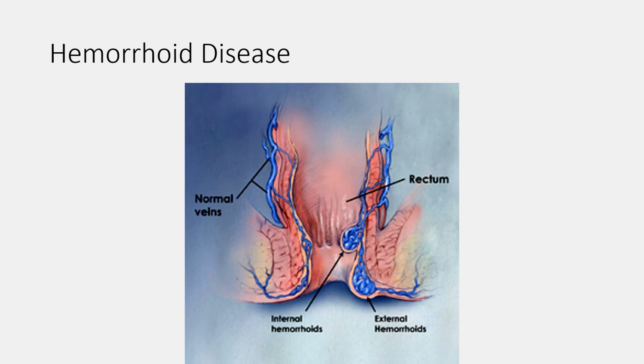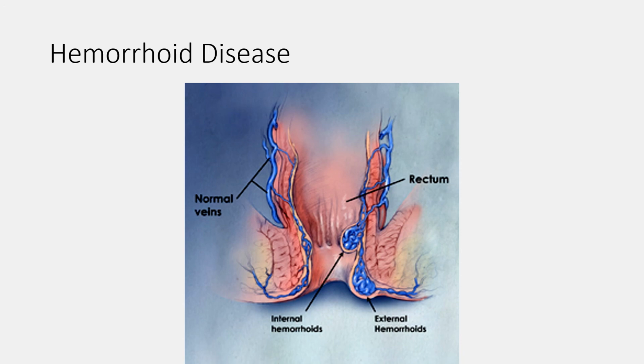External hemorrhoids originate below the dentate line and are covered by modified squamous epithelium, which is richly innervated with pain fibers. External hemorrhoids can therefore be itchy and painful. Internal hemorrhoids arise above the dentate line and are covered by columnar epithelium, which has no pain fibers. Internal hemorrhoids are therefore not sensitive to touch, temperature, or pain, unless they become strangulated.